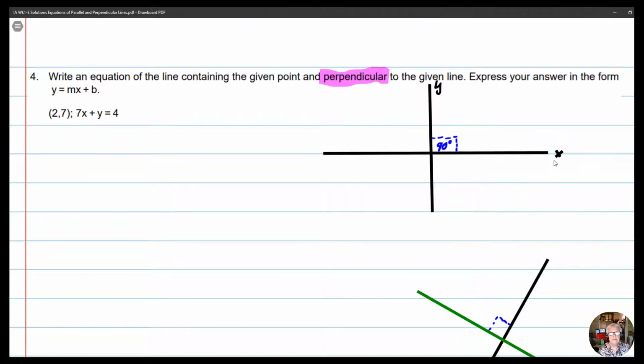Still, the first step is to find the slope of the given line. Let's do that right now. Step 1. Find the slope of the given line, just like we've been doing.